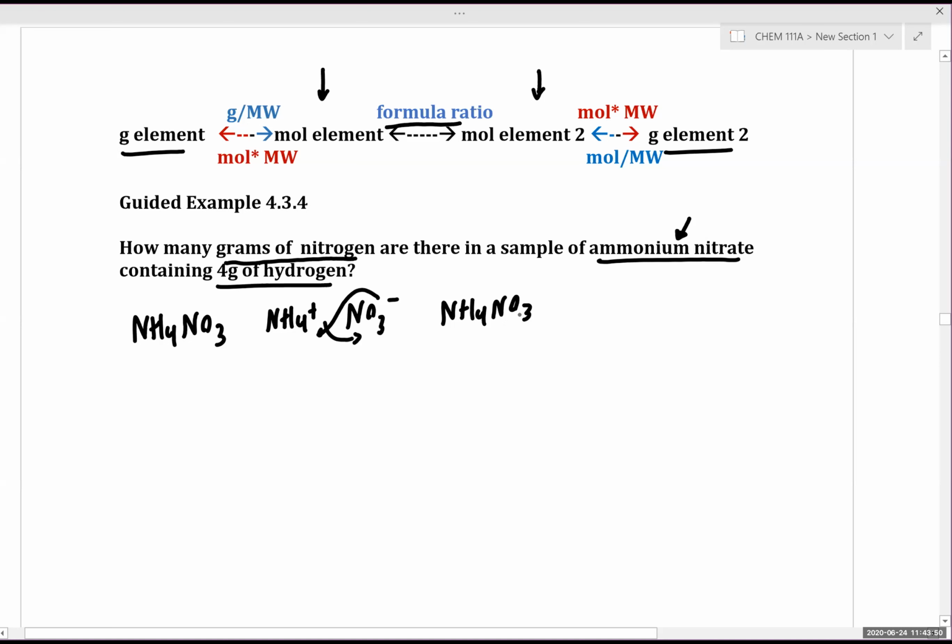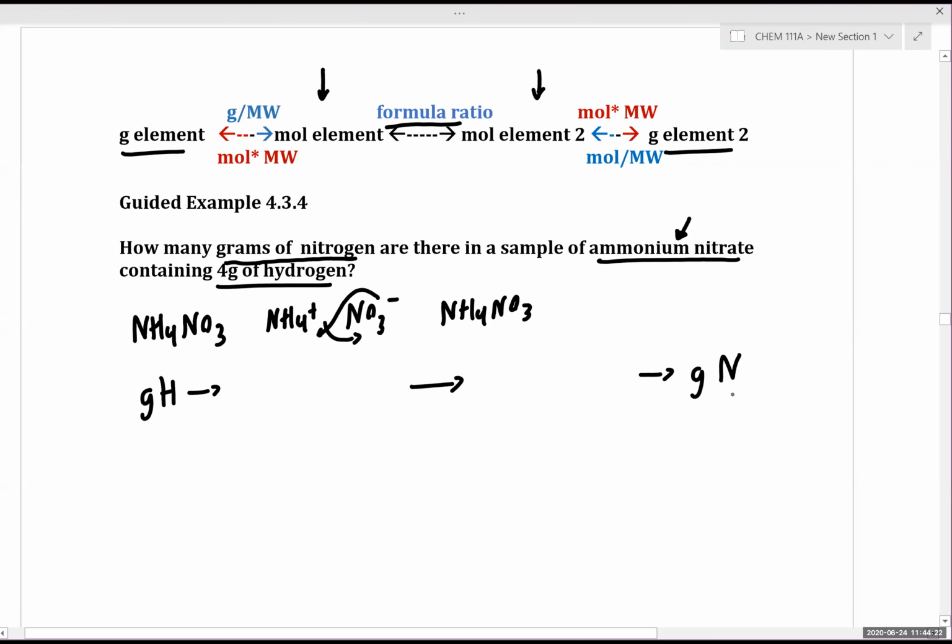Okay, now we don't have to get carried away and calculate the molar mass just yet. Let's make our problem solving scheme and see what data we actually need. So we're given the grams of hydrogen and we're asked to calculate the grams of nitrogen. Okay, now working backwards, I like to think about things retrosynthetically. So if you have your grams of nitrogen, where are we going to get the grams of nitrogen from?